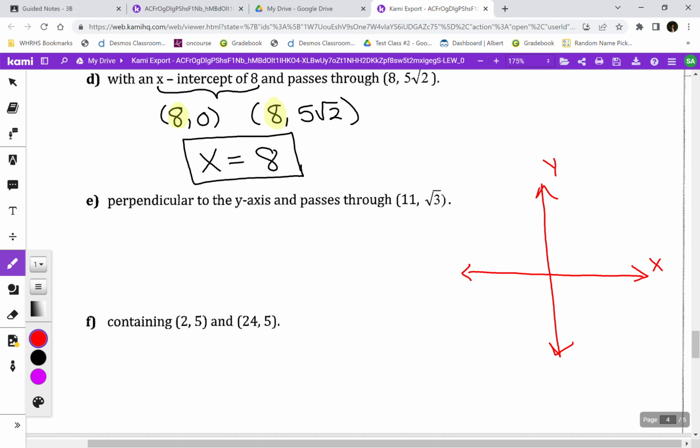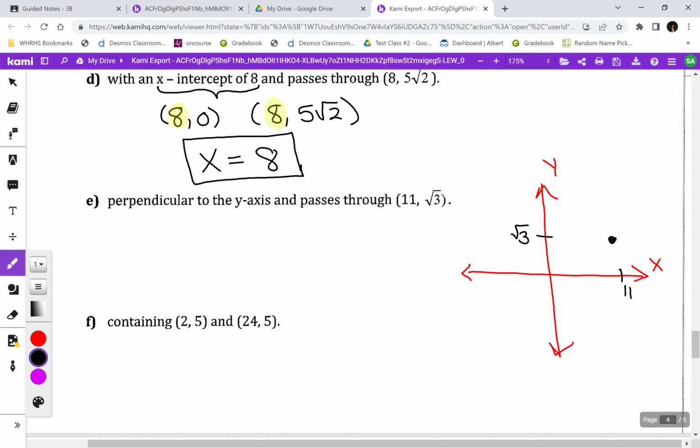You don't have to know what root 3 is. All you have to do is say, okay, well, I'm going 11 to the right, and then I'm just going to pick some random spot and say that's root 3. So 11, root 3 is this point right here. Now, if we're going to be perpendicular to the y-axis, don't perpendicular lines make right angles?